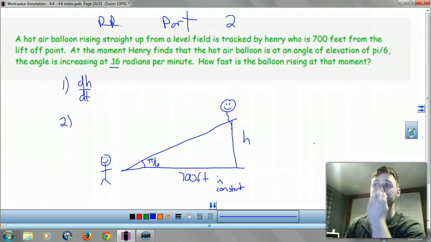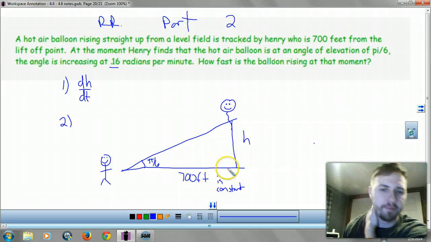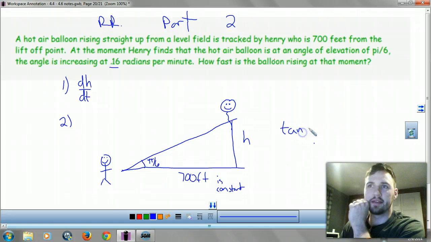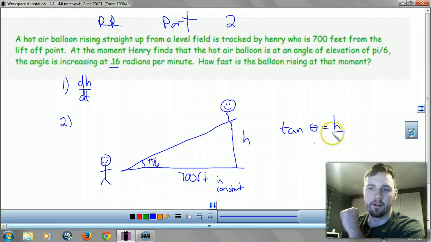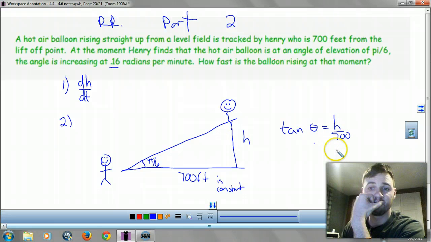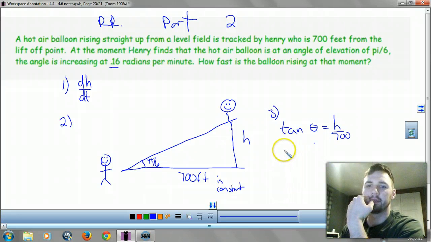But we do know how fast the angle's changing, right? So if I want to relate these things, could I do tan of theta equals your height, which is your opposite, over 700, because 700 is constant? You could do that. Well, actually, that's number 3. I made the equation.